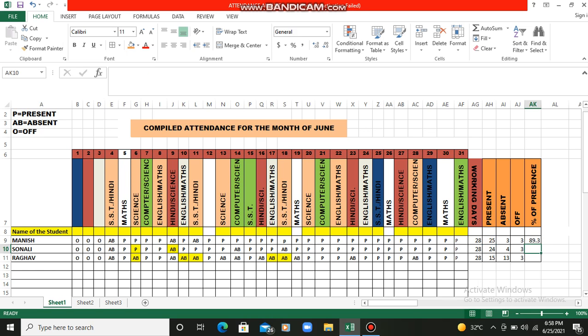The percentage of presence was 89%. Like this, we are able to find out the percentage of presence in the class for all other students. So this was the way by which we can calculate the attendance of the students for each individual month. Thank you.